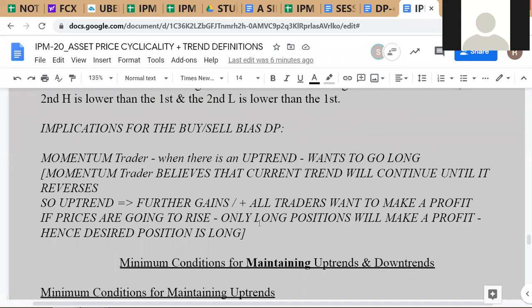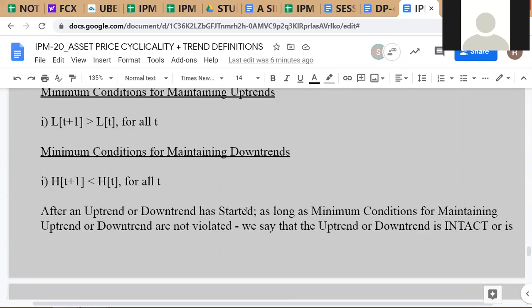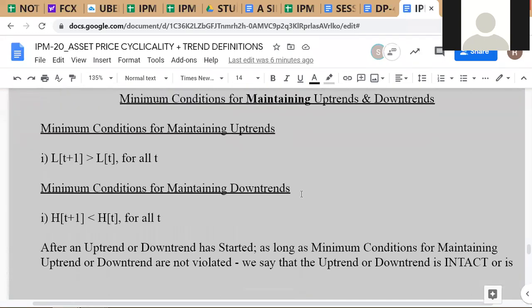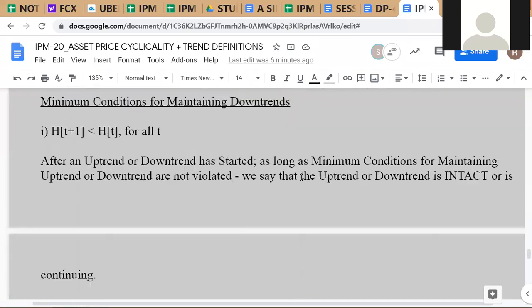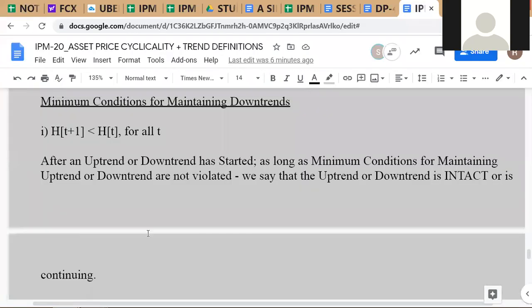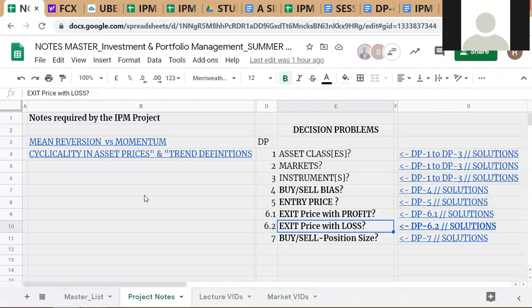Now, having looked at the conditions for maintaining uptrends and downtrends, we can actually combine this. We can take this and arrive at a solution for 6.2. Let's see how that happens. So let's take these conditions for maintaining uptrends. Maybe we can write this up.